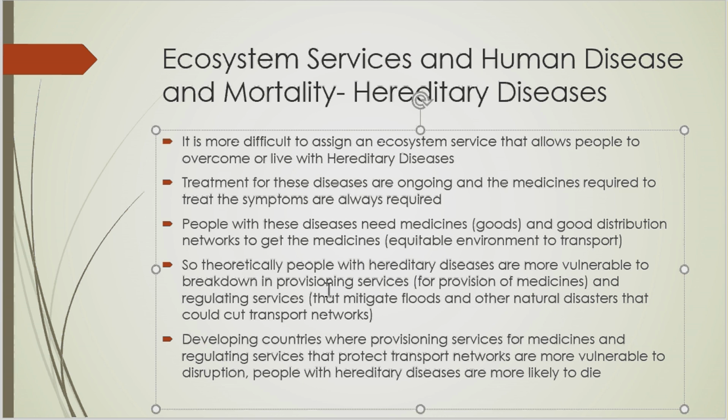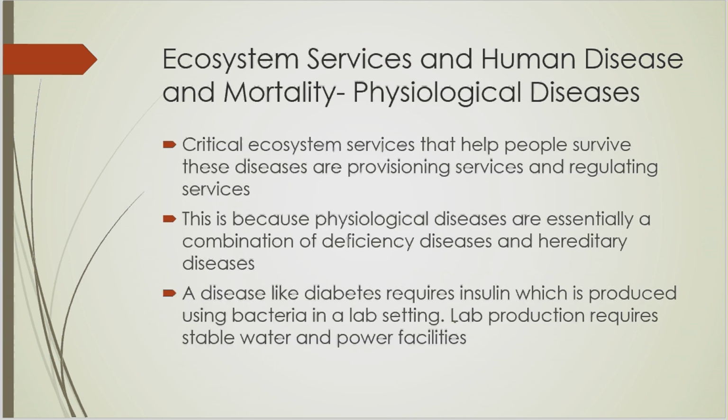So theoretically, people with hereditary diseases are much more vulnerable to breakdown in provisioning services and regulating services. So in developing countries, where provisioning services for medicine and regulating services that protect transport networks are much more vulnerable to disruption, people with hereditary diseases are more likely to die. Okay? Follow my reasoning there?